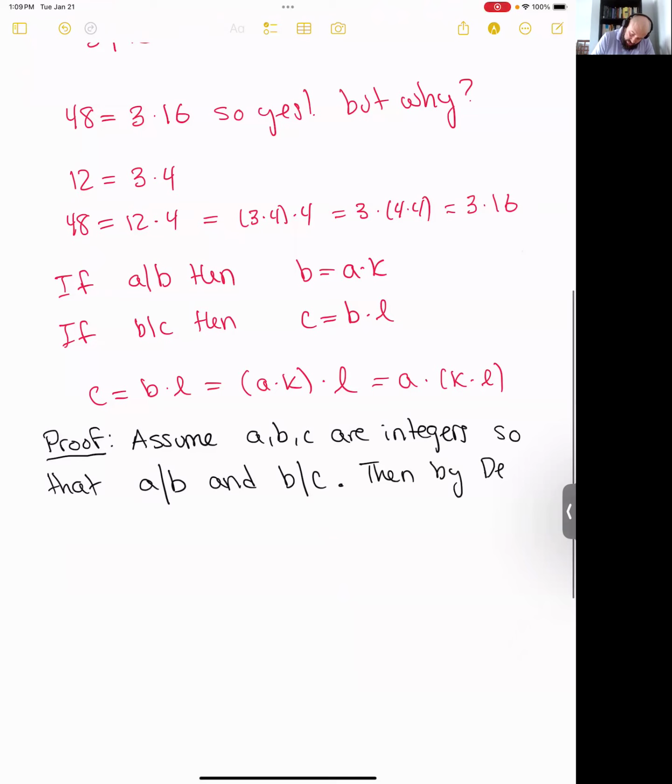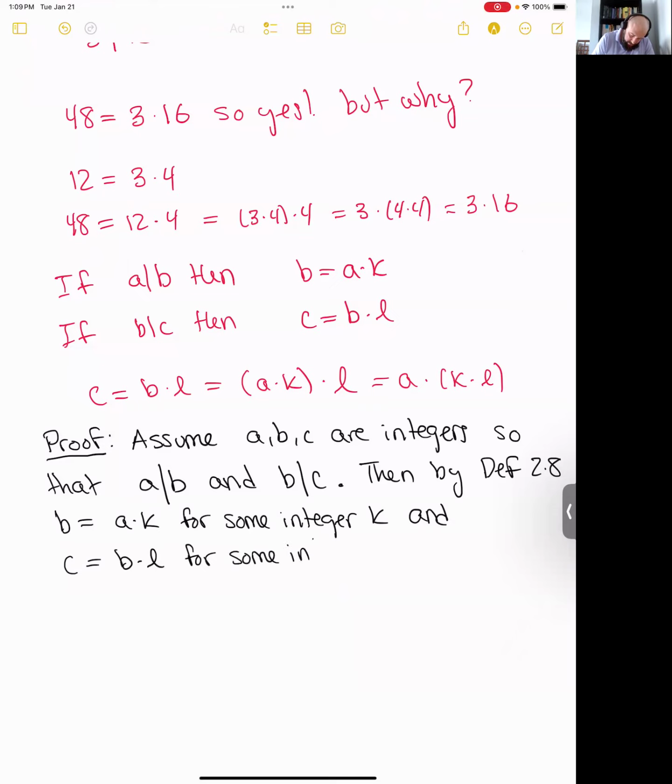So then, by definition 2.8, we just kind of use this. B is equal to A times K for some integer K, and C is equal to B times L for some integer L. Good.